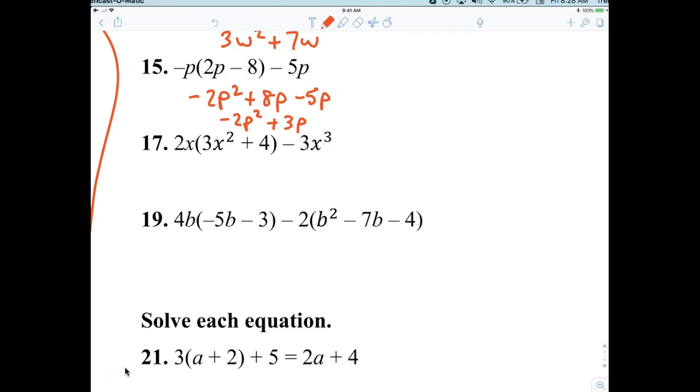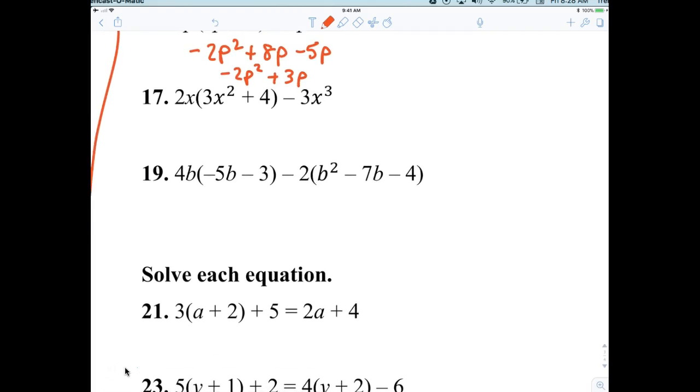All right? So number 17, we have 6x cubed plus 8x minus 3x cubed. My answer is 3x cubed plus 8x. Notice again, we're only combining variables that are exactly the same. All right?